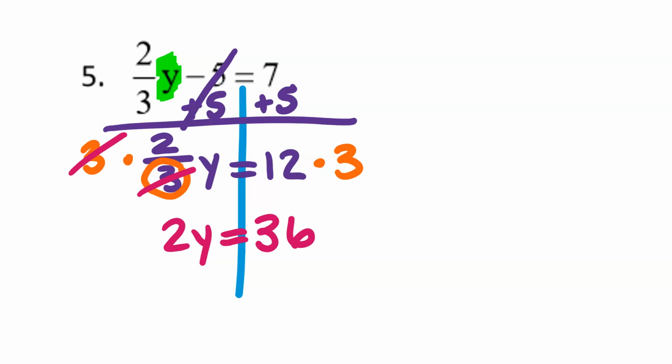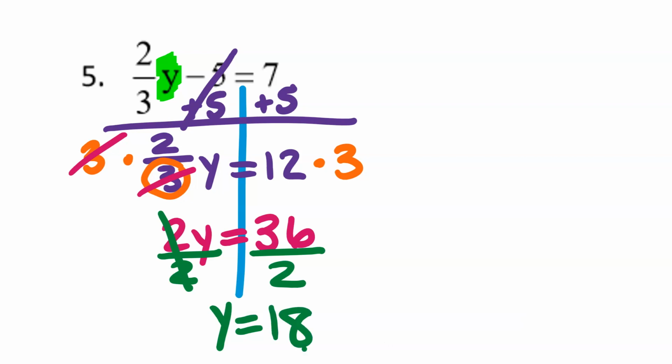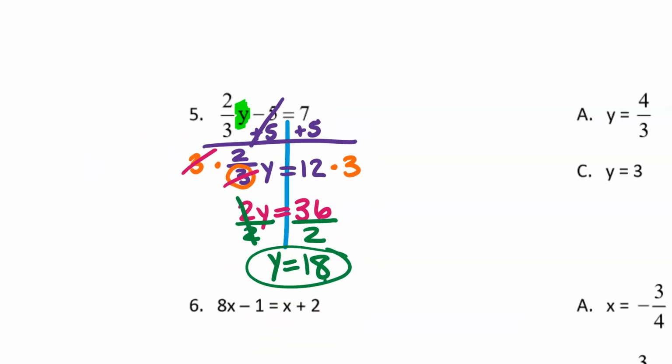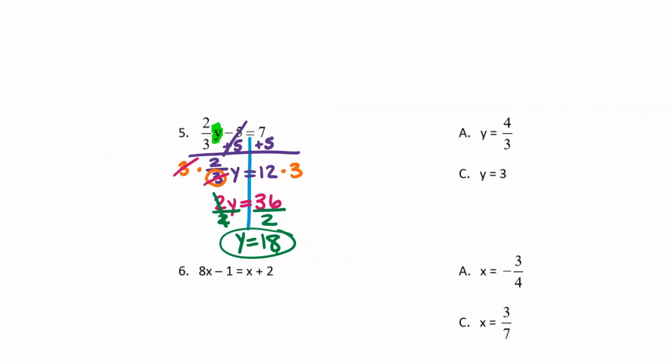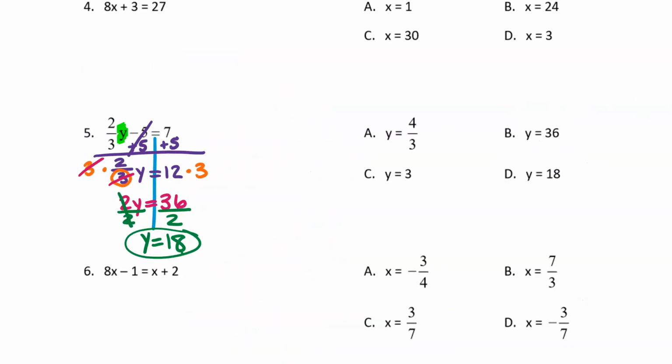Now, 2y, when it's together like that, it's multiplication. Opposite of multiplication is division. So divide by 2. Divide by 2. So y equals 36 divided by 2 is 18. And I would go over to my answer choices. Oh, and I would check 18.